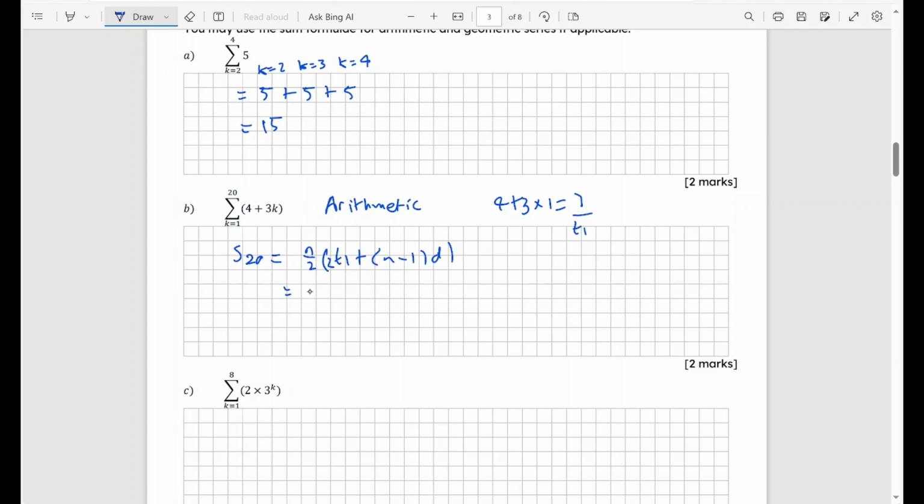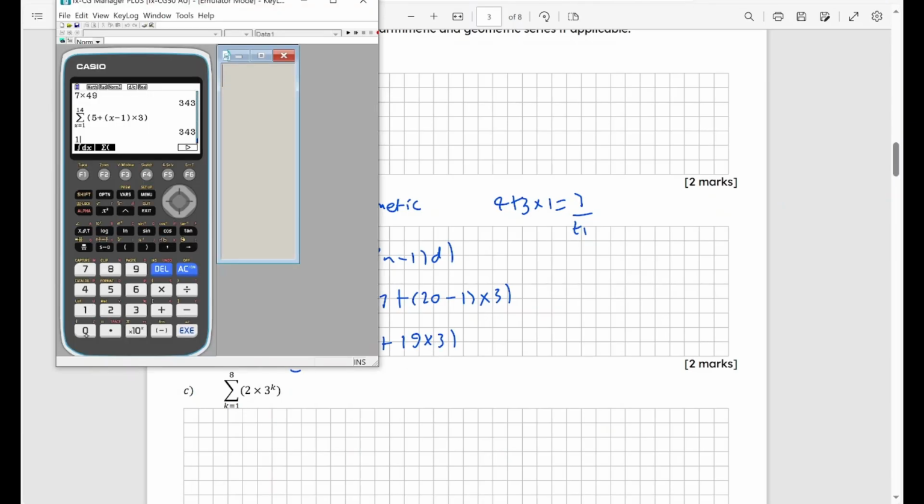So this is, let's see, 20 terms over 2 lots of 7 plus 20 take 1 times the difference, which is 3. So that's 10 lots of 14 plus 19 times 3, which we can work out. 10 lots of 14 plus 19 times 3 gives us 710.